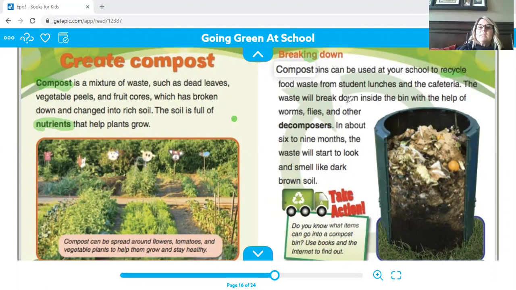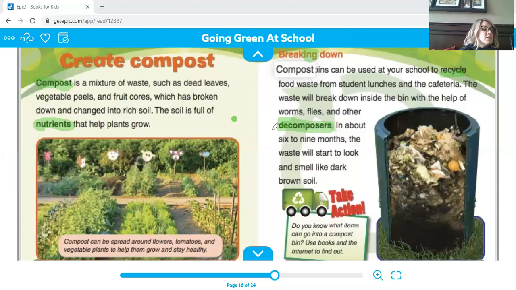The waste will break down inside the bin with the help of worms, flies, and other decomposers. Ooh, there's a really big word that I might not know what it means. Let's look at that word. I see de, which is a prefix. De means to remove or undo. Compose. And then we have ers, which would be a suffix, meaning the one who does something. So, it's someone who's undoing something.